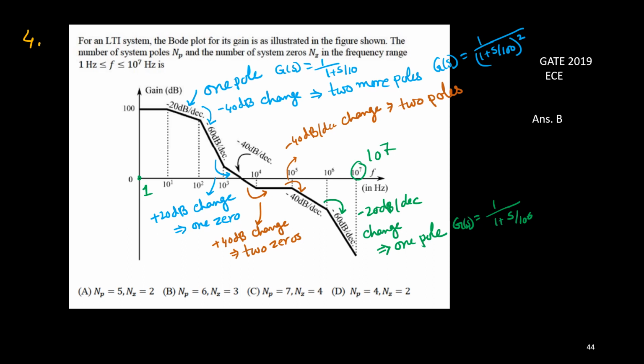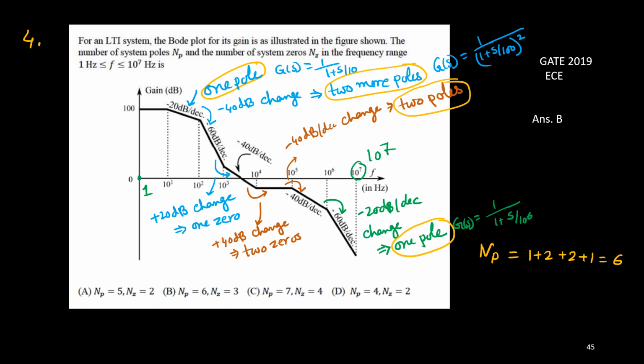Can you see? This is one pole here. One decrement, another decrement here, 2 more poles. And here there is one decrement, 2 poles, 40 dB per decade. Here there is one more pole. So 1 plus 2 plus 2 plus 1, total is 6. So there are 6 poles, NP equal to 6.